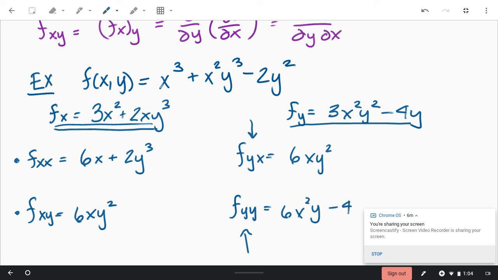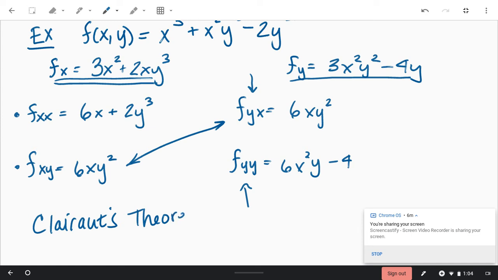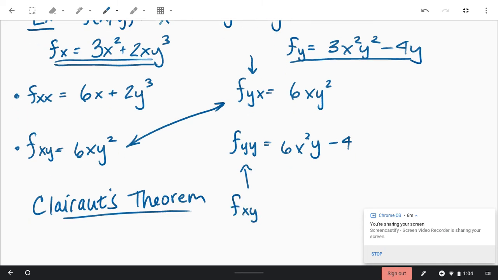Okay. You may have noticed something here. Two of these are the same, right? That is Clairaut's theorem. French mathematician, is it Alexi or Alexis? Alexis, I think. Clairaut's theorem is basically that mixed partials are the same. Okay, so your fxy equals fyx.